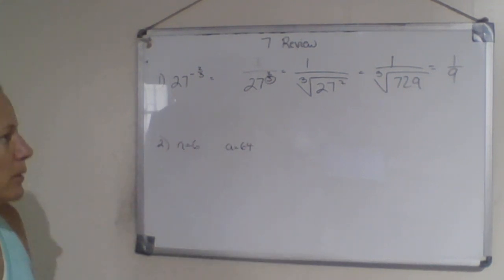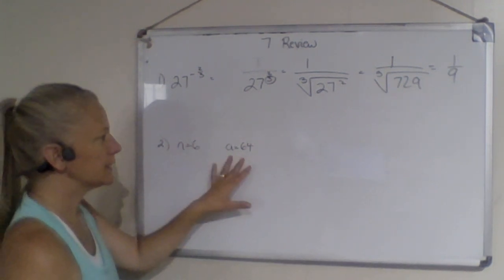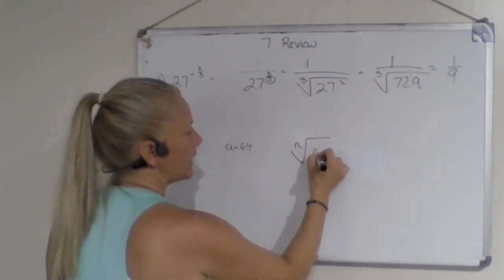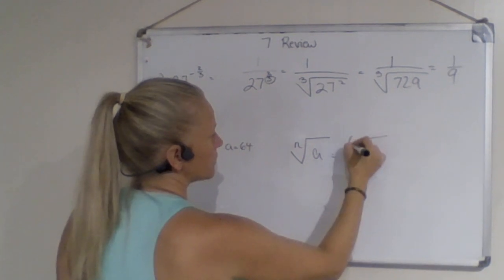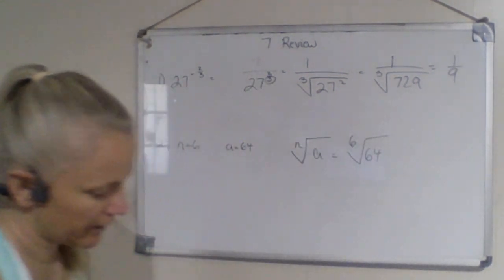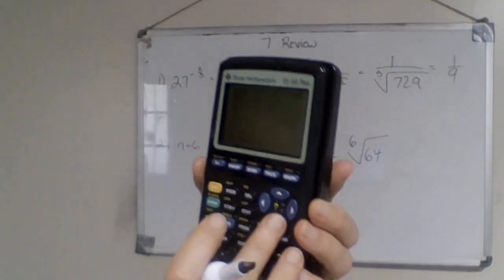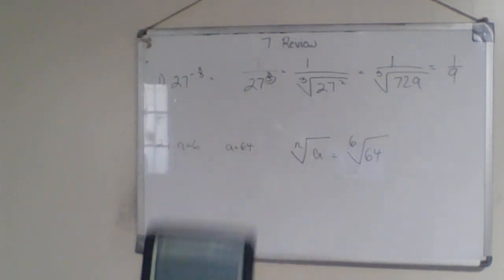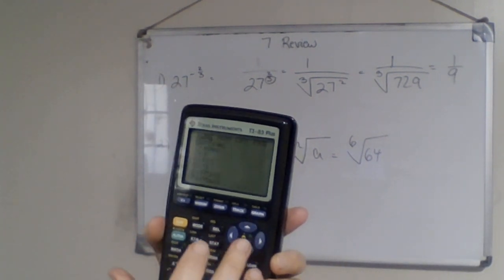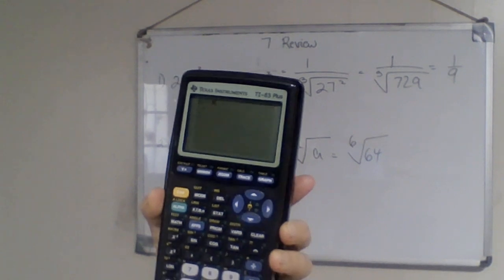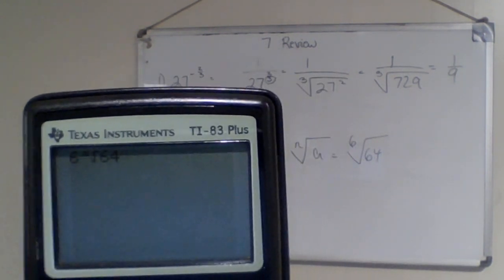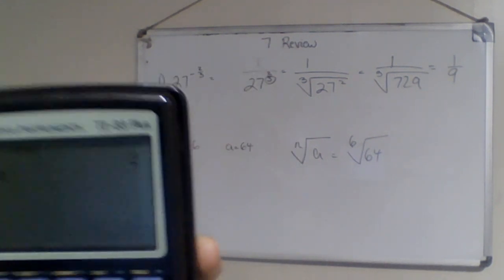Here's another type of problem that we did in here. If n is 6 and a is 64, what is n root of a? Or what is 6 root of 64? We did this using a calculator again. We're going to do math. We're first going to put the kind of root we need. We're going to do 6, then math, then option 5. Then you hit enter, and then you put 64. So basically, you're telling the calculator, I need the 6th root of 64. We hit enter, and we get 2.